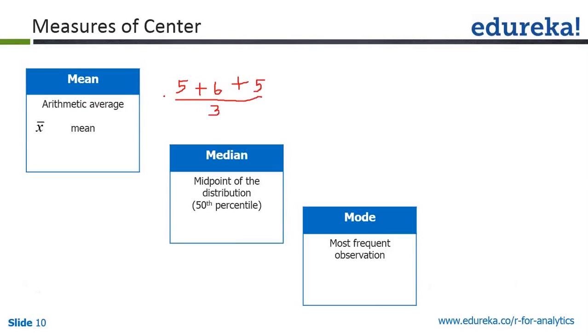So this is the arithmetic mean. The mean in this case will be 16 by 3, so it may come to 5 point something, correct?